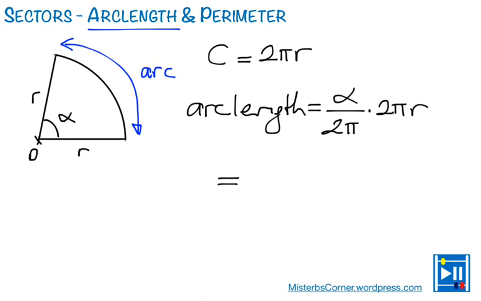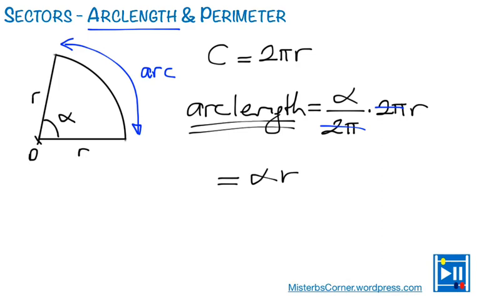So what we're going to get is that these 2 pi's cancel each other out, and we end up with the angle in terms of radians times the radius, right? This is our arc length. Now, the books give this as a formula without explaining how we ended up with this formula.